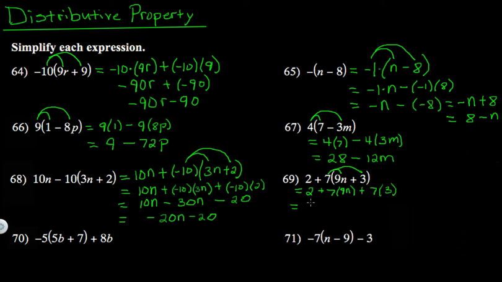All right, then we keep going. 2 is still going along for the ride for now. So we've got 2 plus 7 times 9n, that is 63n, plus 7 times 3 is 21. We're almost done, but not quite yet, because again, here we have like terms. The 2 and the 21 can be added together to give us 23. So our final answer is 63n plus 23.